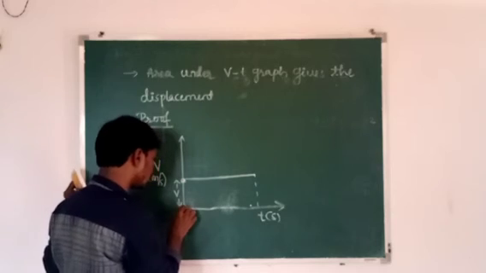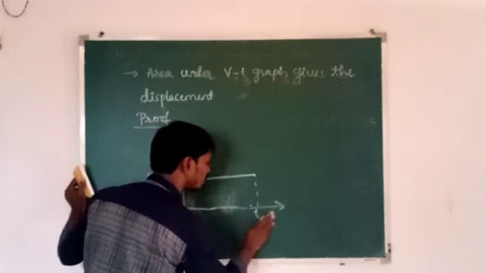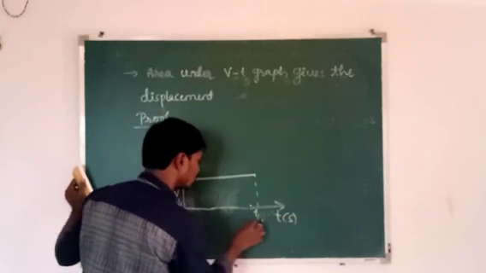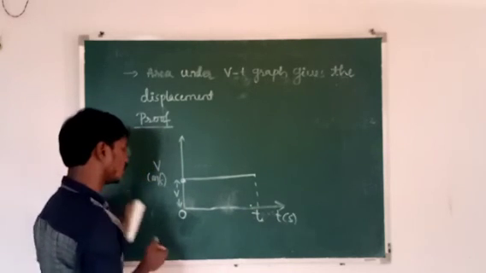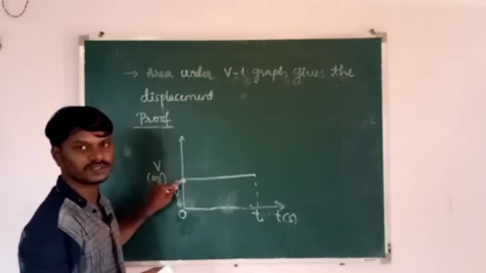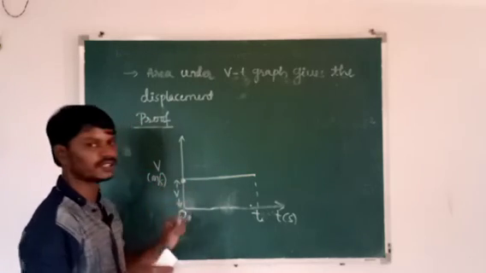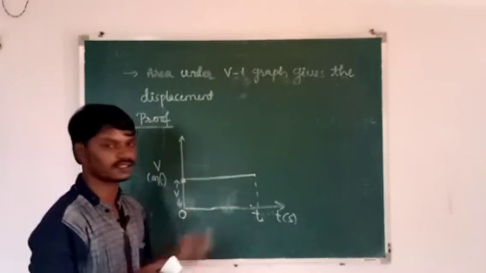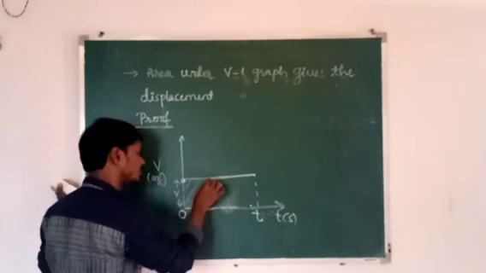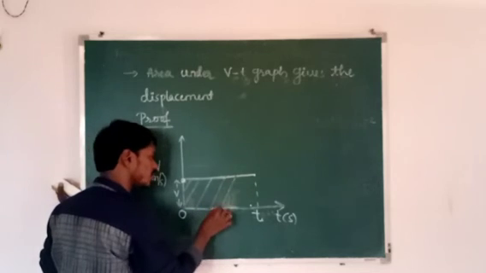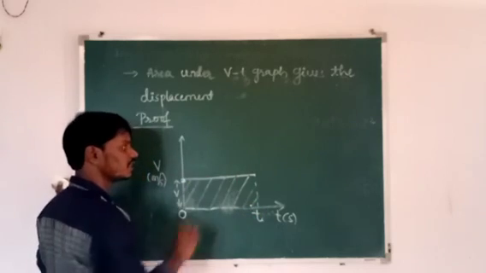What is the time interval here? I will take it as 0 and t. t minus 0, that is t. For example, at 0 second the velocity of the object is 10 meter per second. After 5 seconds again the velocity of the object is 10 meter per second, because the object is moving with uniform velocity. Then area under this vt graph gives the displacement.